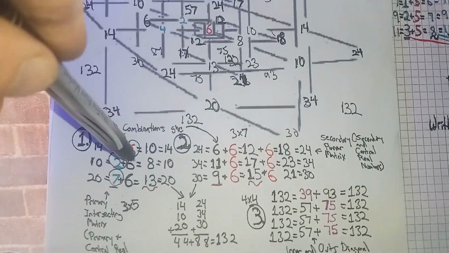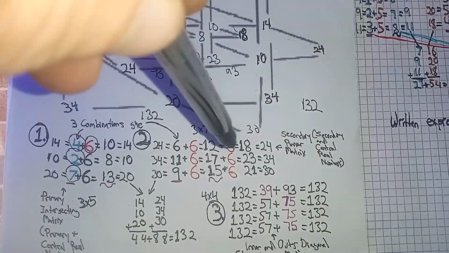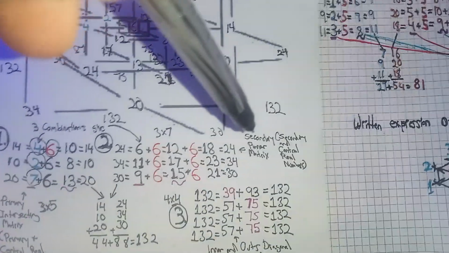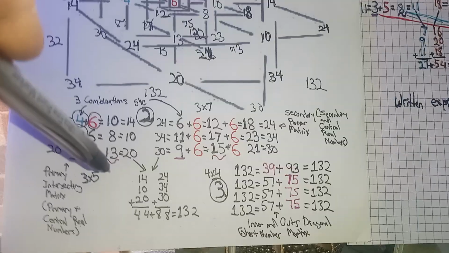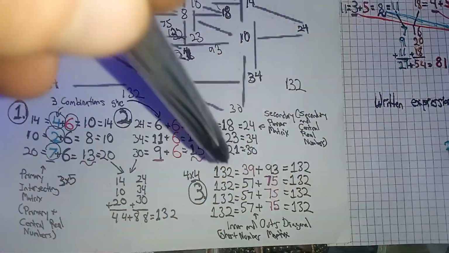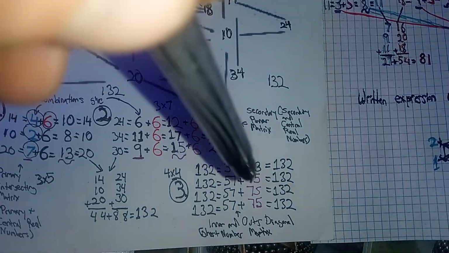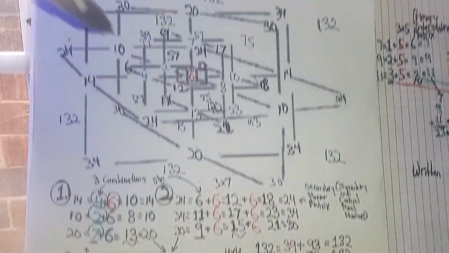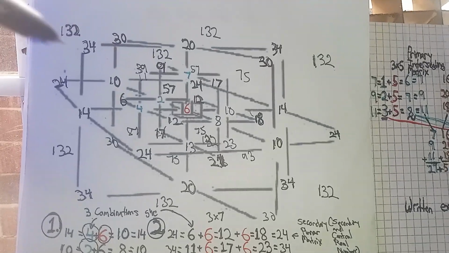You generate this matrix. Then you use that to generate this matrix, the secondary central real number matrix, and then you use those to generate this last inner and outer diagonal ghost number matrix. And you do that to apply the numbers to a cube without having to have the structure there in the first place.